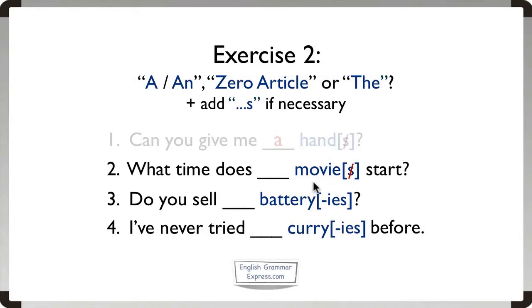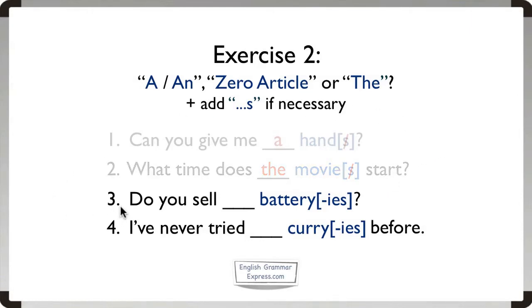Next, is this movie general or particular? A or an would be general, the would be particular. We can't use zero article because this countable noun is in the singular. So, general or particular, and in this sentence, this movie is particular. So we're going to say, what time does the movie start?